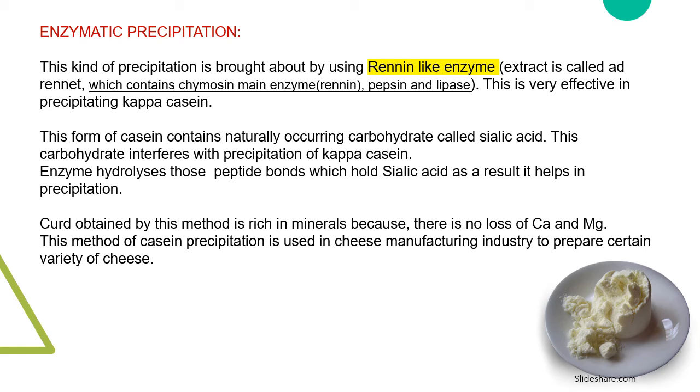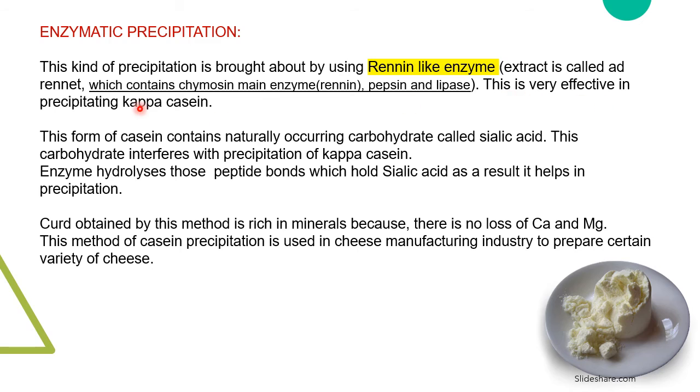Next is enzymatic precipitation. We had already studied this in short in the previous slides, so we will just cover this quickly. This kind of precipitation is brought about by using an enzyme called renin. Don't get confused between rennet and renin. Renin is the enzyme which is also known as chymosin. The extract, or the complex set of enzymes, is known as rennet, which contains chymosin as the main enzyme. Then some amount of pepsin is present and some amount of lipase is present. This extract is called rennet.